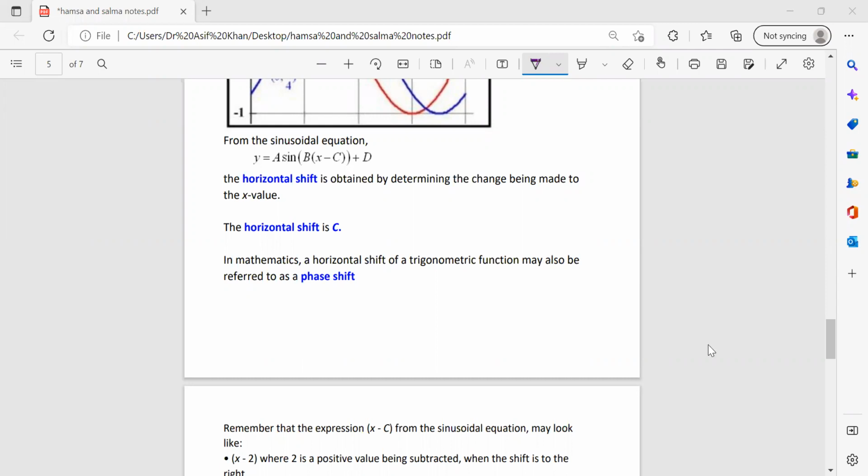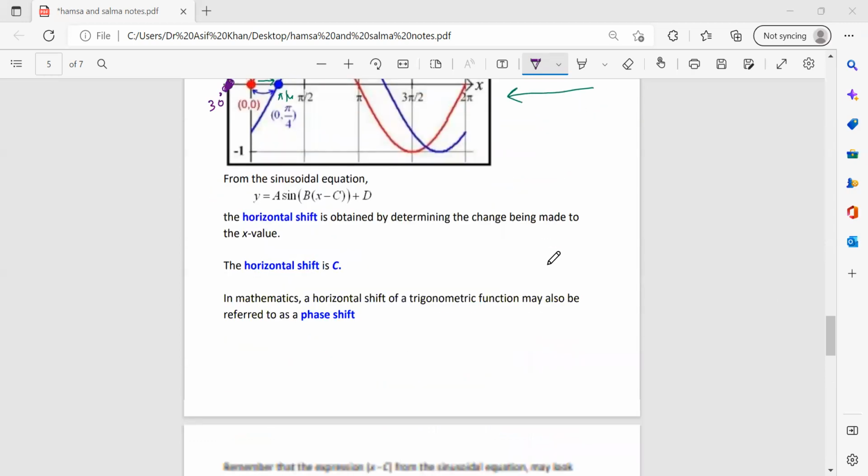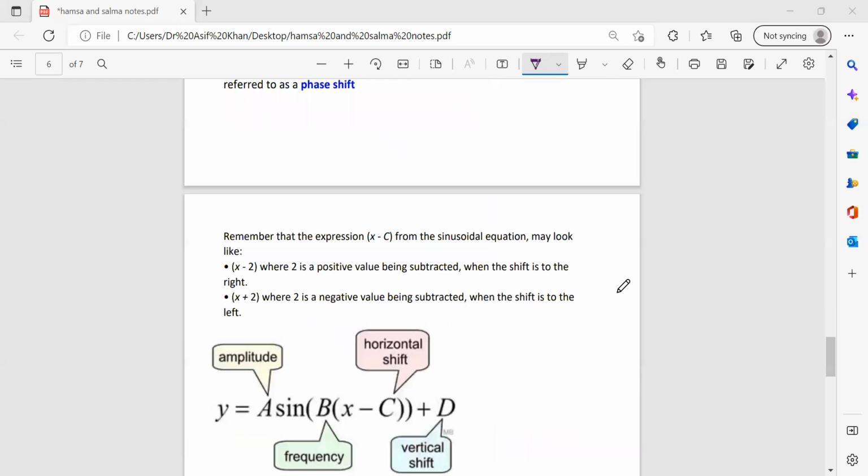The horizontal shift is obtained by determining the change being made to the x value. Good. The horizontal shift is C. In mathematics, a horizontal shift of a trigonometric function may also be referred to as a phase shift. See, whenever you are shifting forward or backward, this one is called phase shift, especially whenever you are shifting horizontally like this one. Okay. Second one, Hamza.